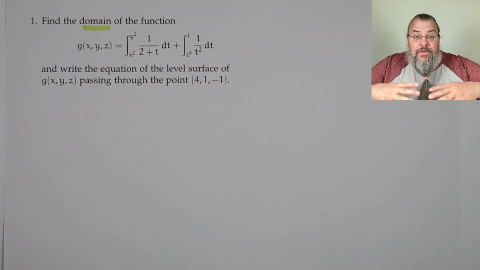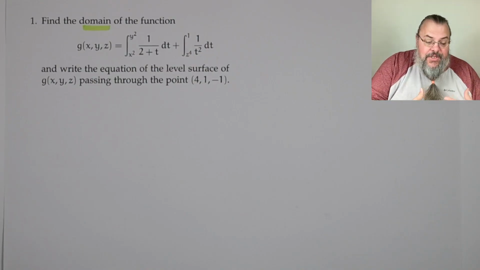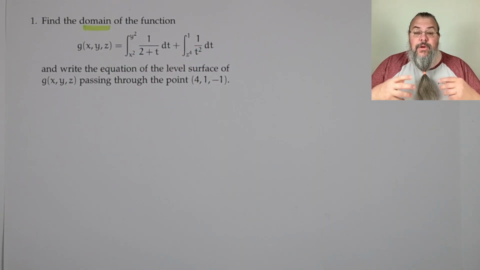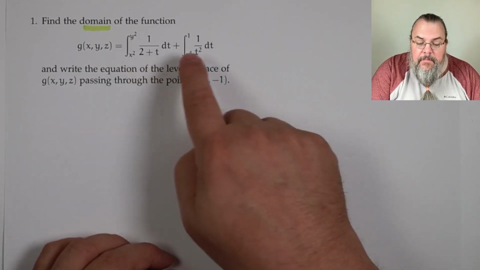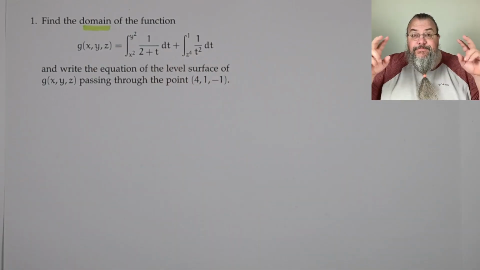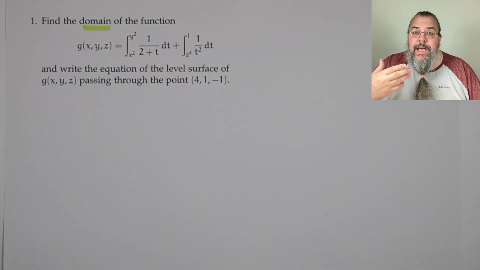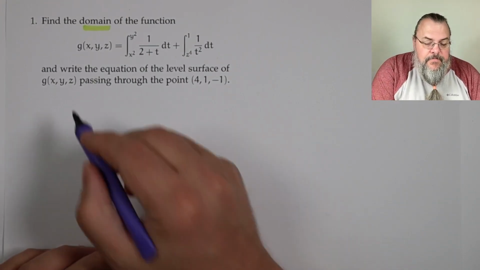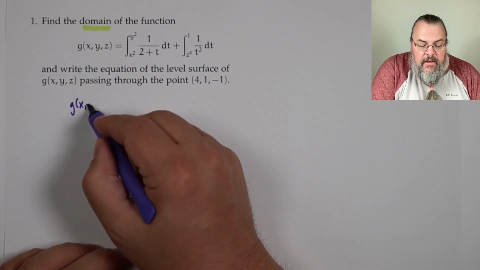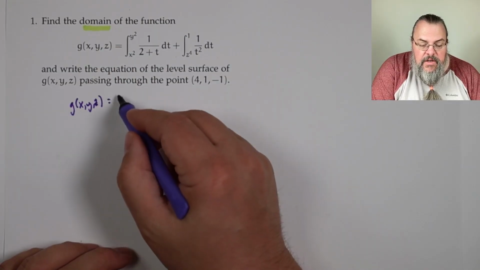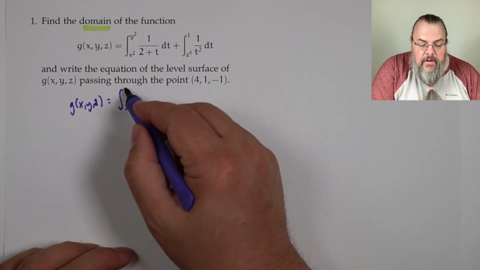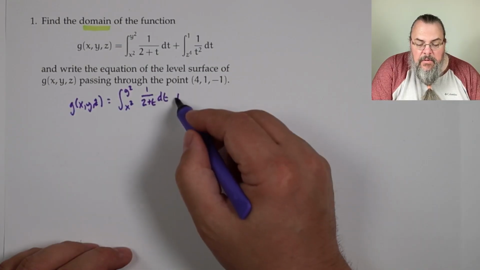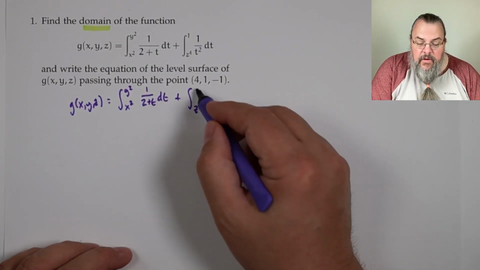Now, we always are allowed to rewrite our function if that will help us understand things better. And I think we're in that case here. So we have integrals involved, but these are integrals that involve functions which are nice. In other words, ones that we know antiderivatives for. So that certainly gives us an edge. So let's rewrite the function. So we have g of x, y, z is equal to, and I'm just going to copy it down again, integral x squared to y squared, 1 over 2 plus t dt plus integral z to the 4th to 1 over t squared dt.